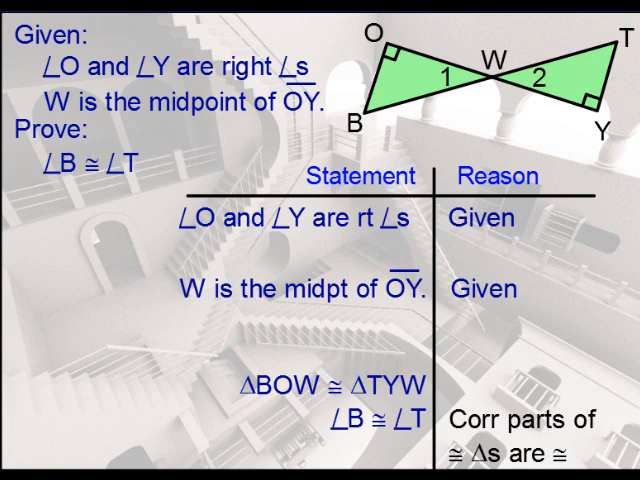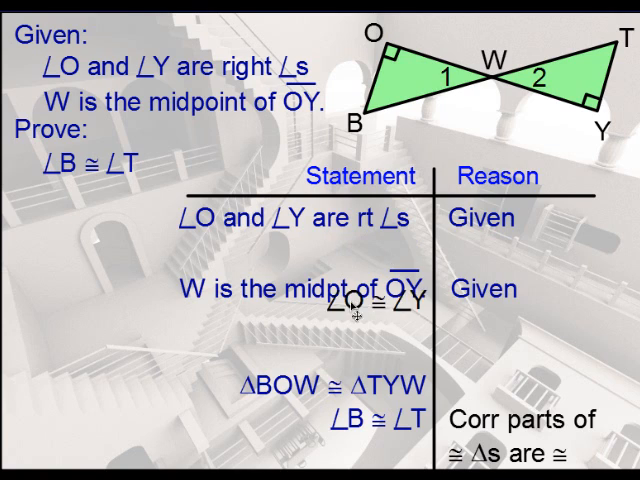So what we need to do now is, just like before, identify our three congruent parts, and then we can finish this off. So what do we know? Well, you know that angle O is congruent to angle Y. Those are right angles. And right angles, you may recall, are both 90 degrees. So let's go ahead and write that in. Angle O is congruent to angle Y. You'll note that it comes right after this statement.